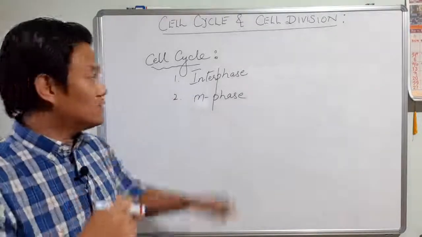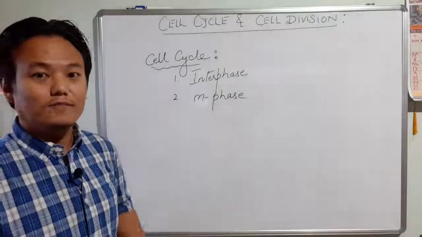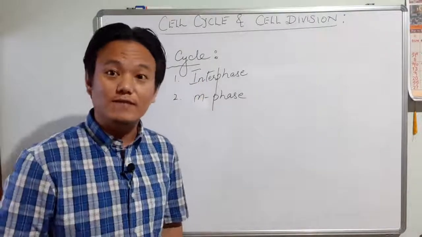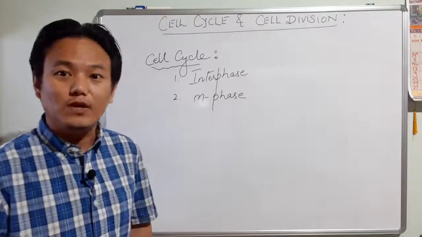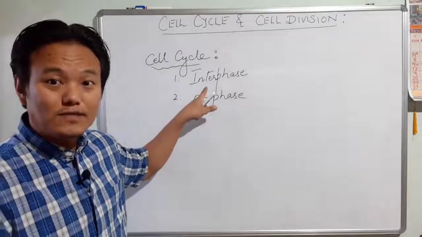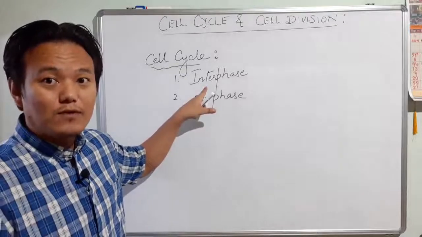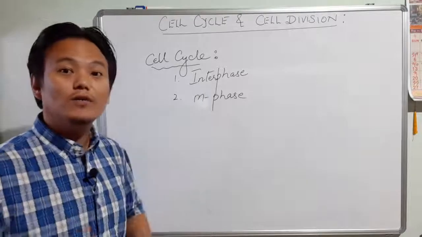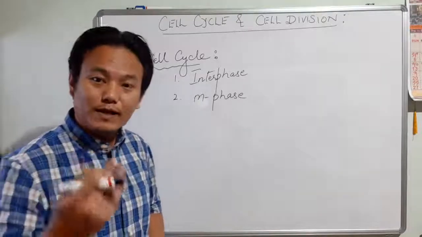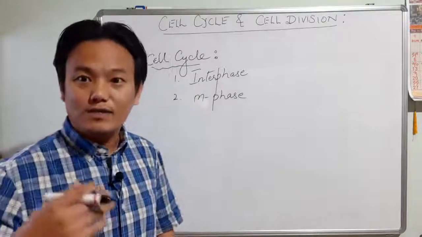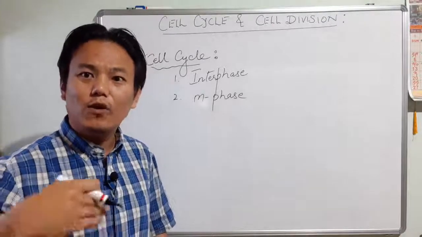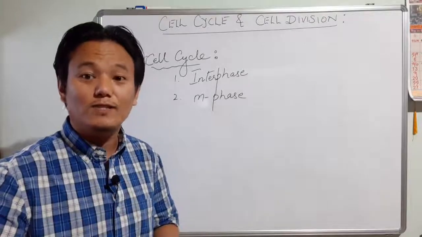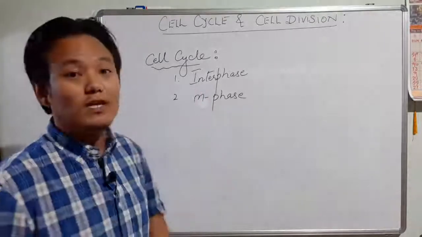Now if we look at these two phases, interphase is also called the resting phase or the preparatory phase. It is the most active phase of the cell division, during which all kinds of duplications happen. The genome, the cell organelles and the biomolecules of the cell all double, and the cell grows during interphase.